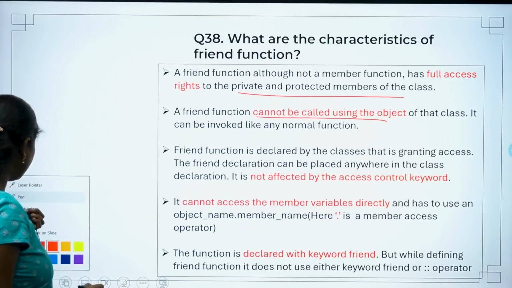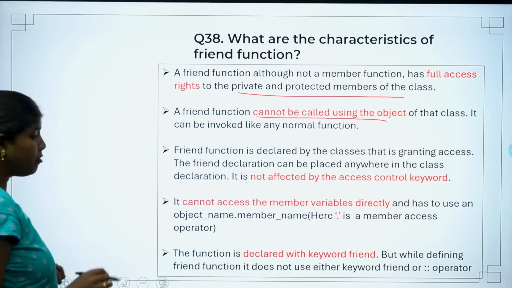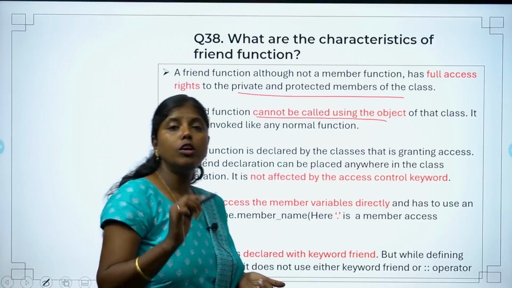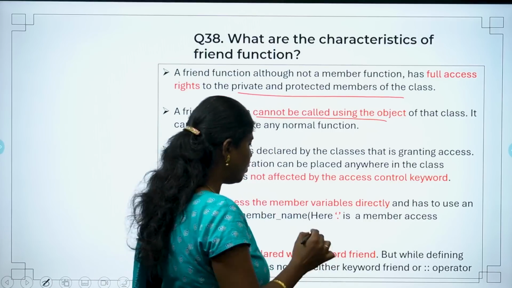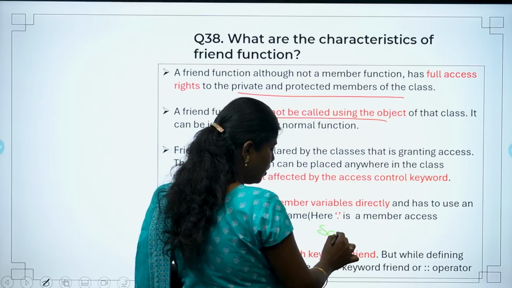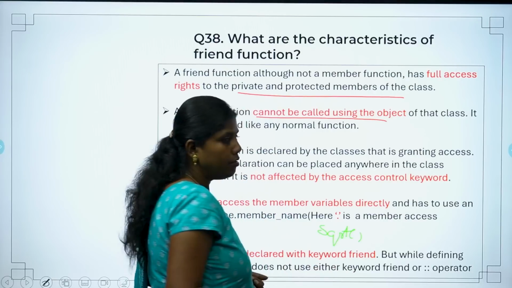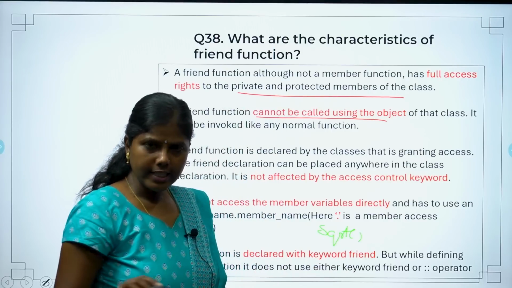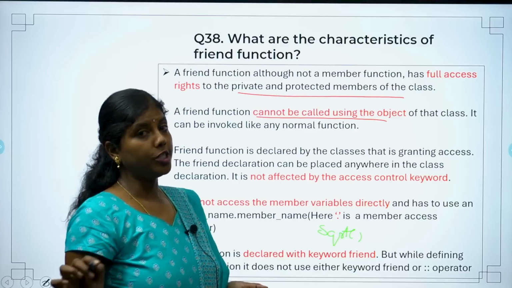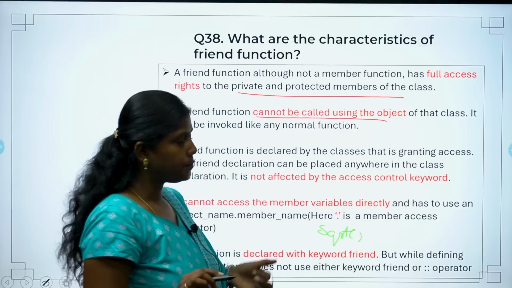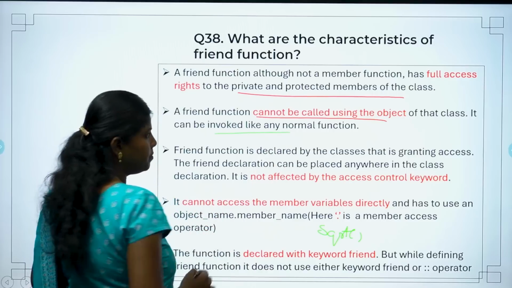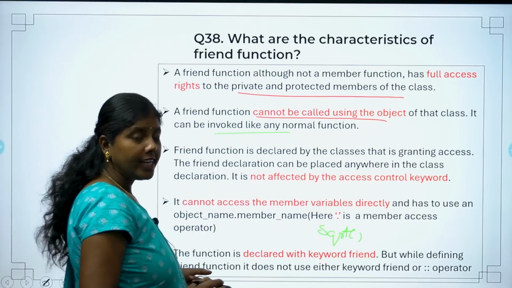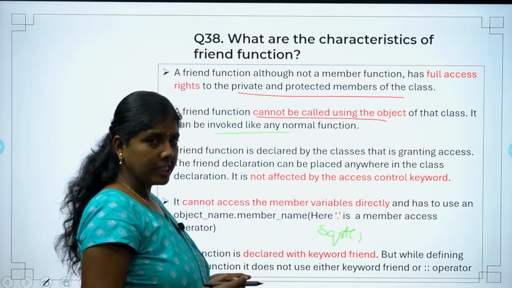Then how do we call a function? A friend function will usually be called normally. That means, how do you call square root? I call it as sqrt only, no? Similarly, when you have to call a friend function, call the function as it is, without using an object. It can be invoked like a normal function.